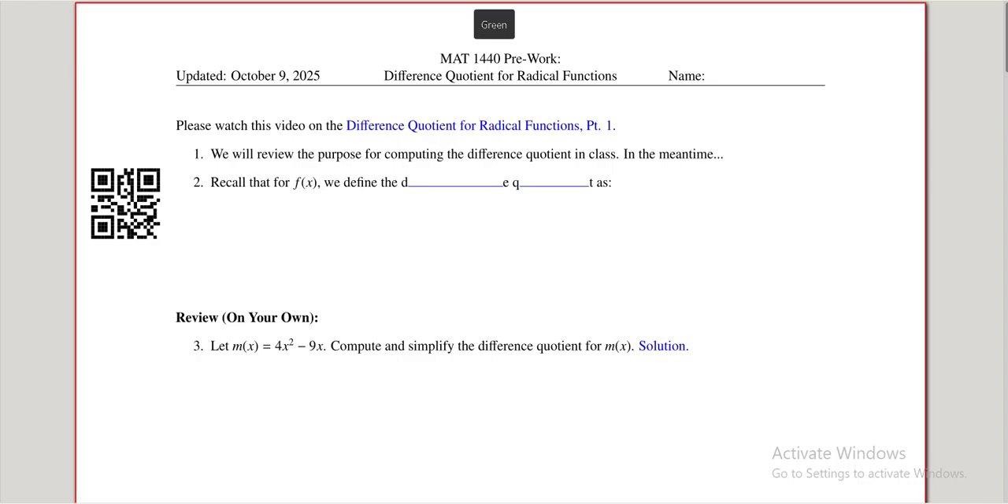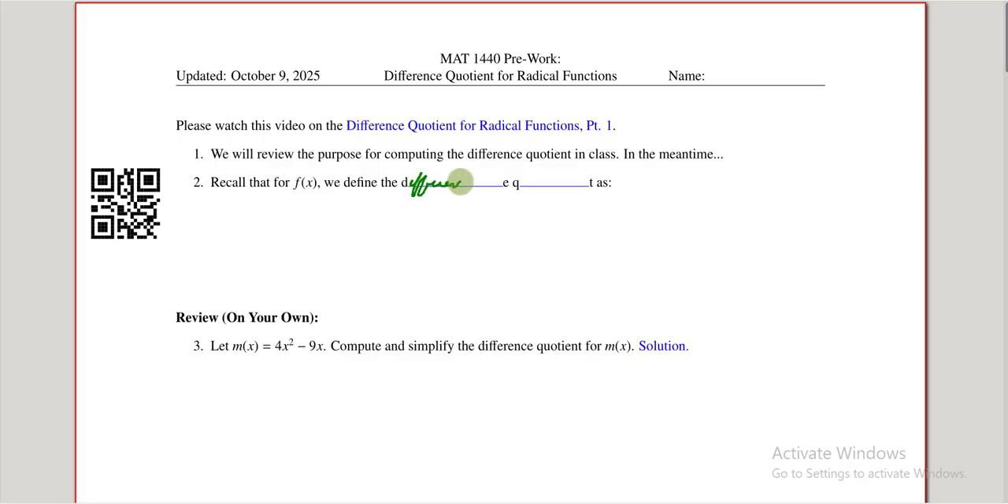Okay, folks, so in this section we want to look at our difference quotient for radical functions. So we've already studied the difference quotient and worked with it with quadratic or polynomial expressions, but we haven't done it for radical functions. So let's recall the difference quotient that we derived before, and then I'll remind ourselves why we are developing this difference quotient.